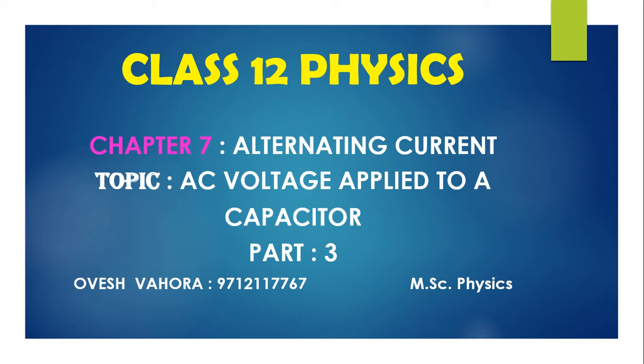Today we are discussing the Class 12 physics chapter number 7, alternating current. Our topic is AC voltage applied to a capacitor. We have shown in the previous lectures the AC voltage applied to an inductor. In this lecture we will discuss the AC voltage applied to a capacitor.